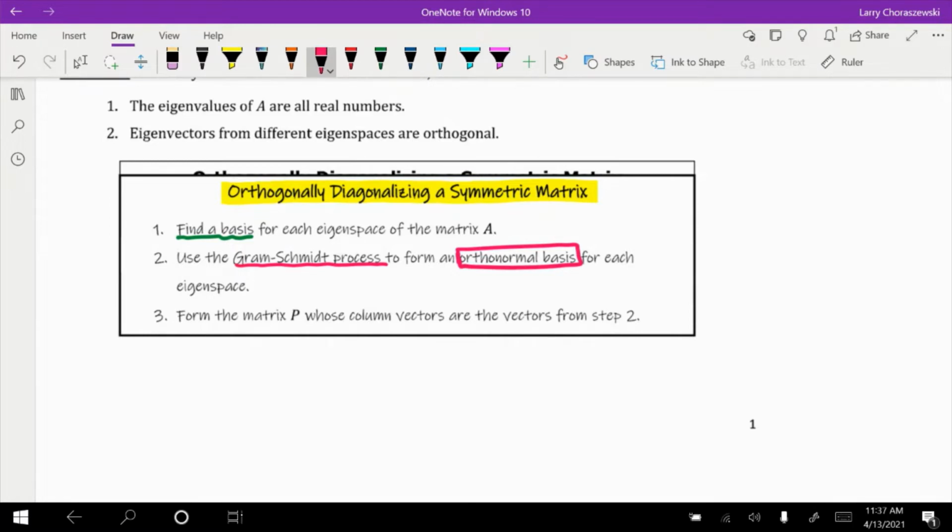But once we do that, these basis vectors, which are orthonormal, so dot product is 0 and norms are 1, those basis vectors will form the columns of P. So form the matrix P, whose column vectors are the vectors from step 2. Let's get to work.